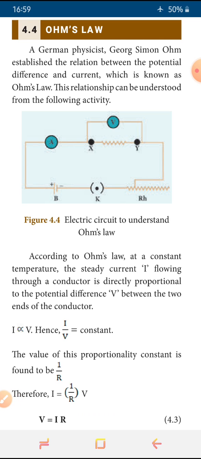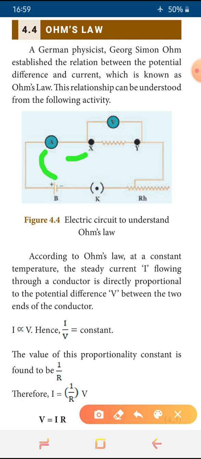The battery is given with the positive and negative symbol. Positive is connected with the ammeter. The ammeter is connected to X. Y is connected with the rheostat. Between X and Y there is a resistor. And across X and Y we have the connection of the voltmeter.